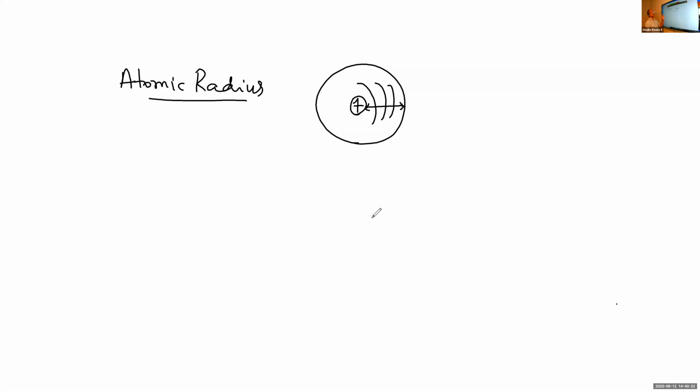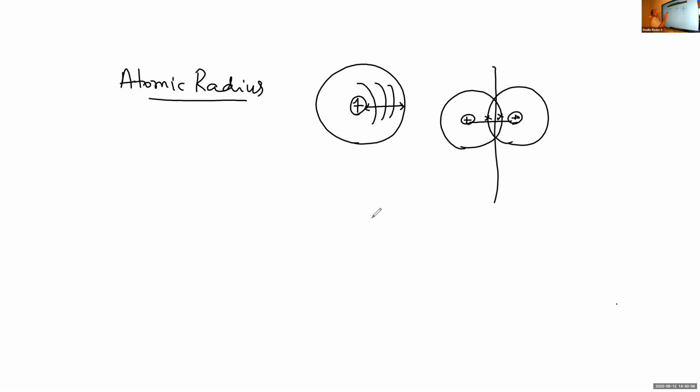But we cannot easily measure the atomic radius. So what we do? You take two atoms joined by a covalent bond. Here there is a covalent bond. Now you take half of the distance between these two nuclei, and it is taken as the atomic radius.